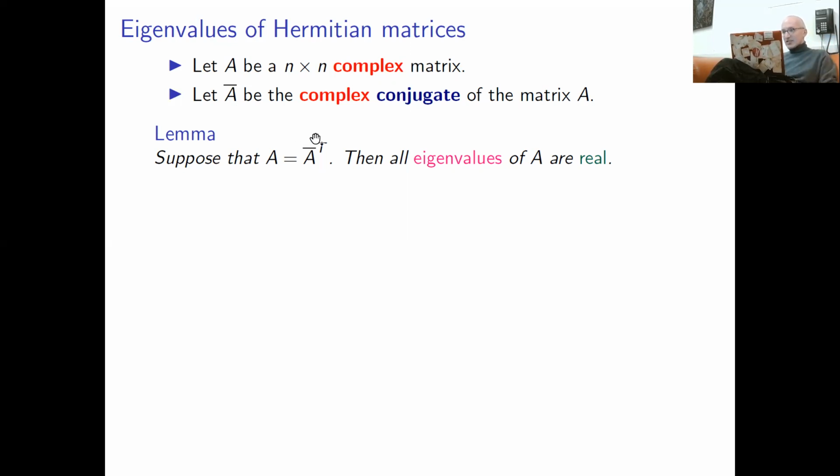Matrices with such properties are usually called Hermitian matrices. They are named after the French mathematician Charles Hermite. If matrix A is real, these are just symmetric matrices. Anyway, we take a matrix A with this condition, and then this lemma says that all eigenvalues of A are real.